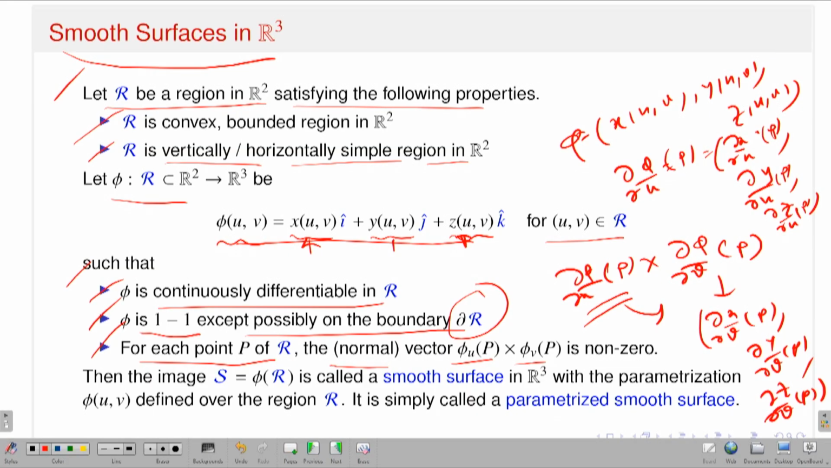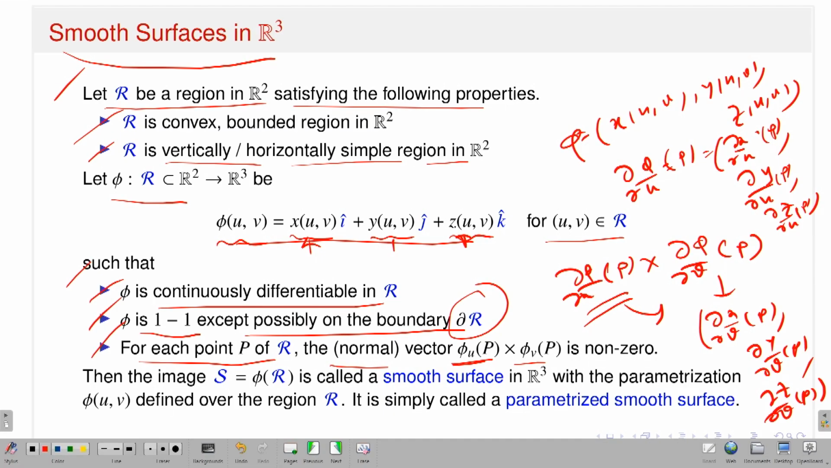Now I have two vectors. One is phi_u of P, that means del phi del u at the point P, cross product with del phi del v at the point P, and that vector should be a non-zero vector. That means at each point P in the domain, there should be an associated normal vector at phi of P, and this should be non-zero. If my parameterization phi satisfies these three properties, then the image of my region R under the map phi, if I denote it as S, is called a smooth surface in R3 with parameterization phi of uv defined on my region R, and it is simply called a parameterized smooth surface.